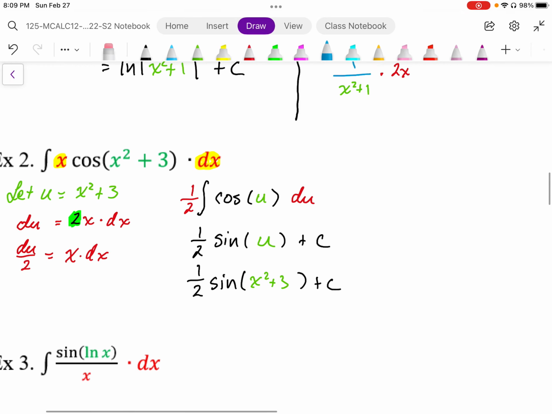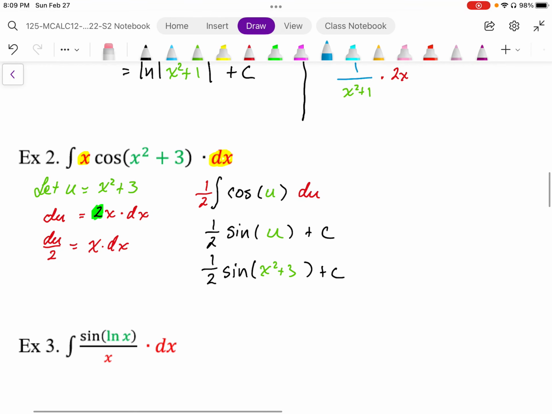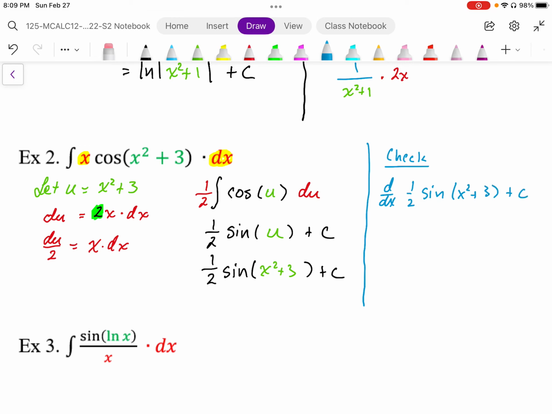So we don't have to check all of them, but right now we're just kind of learning this. So it's good to see how the chain rule can then justify what we just did. So I'm going to check this by differentiating. So I'm going to differentiate 1/2 sine of x squared plus 3 plus c.